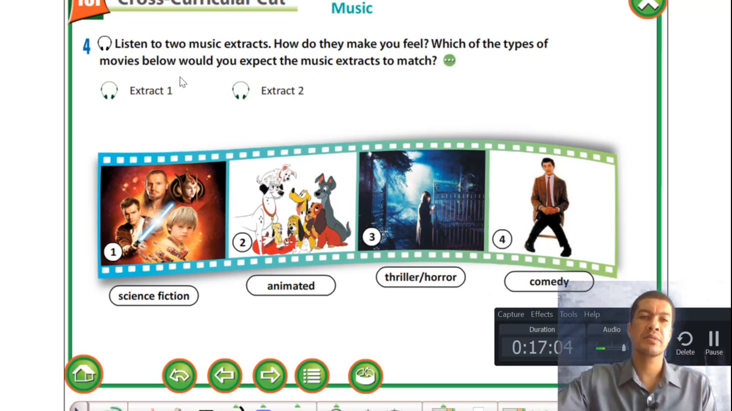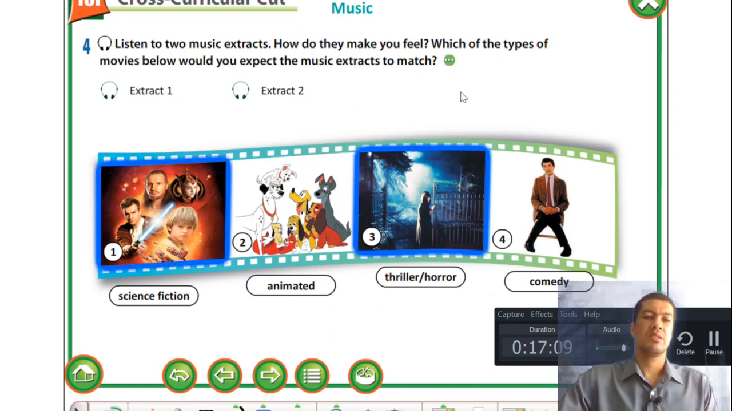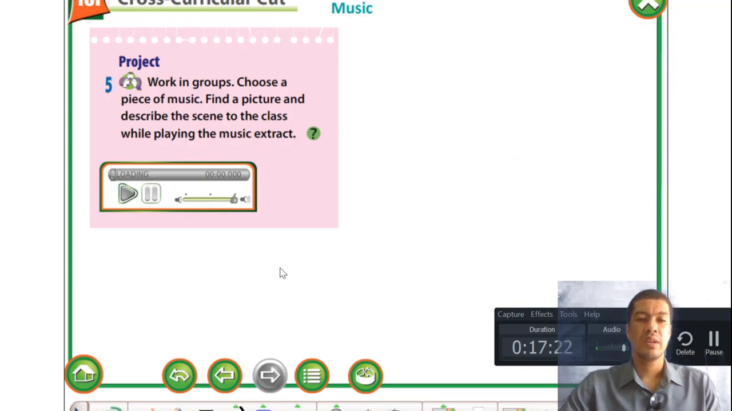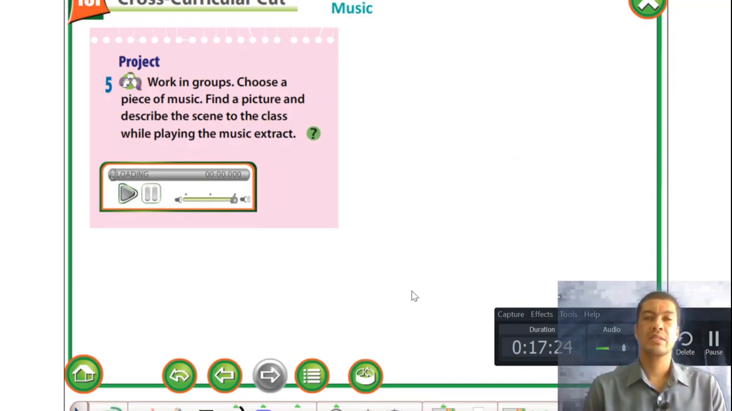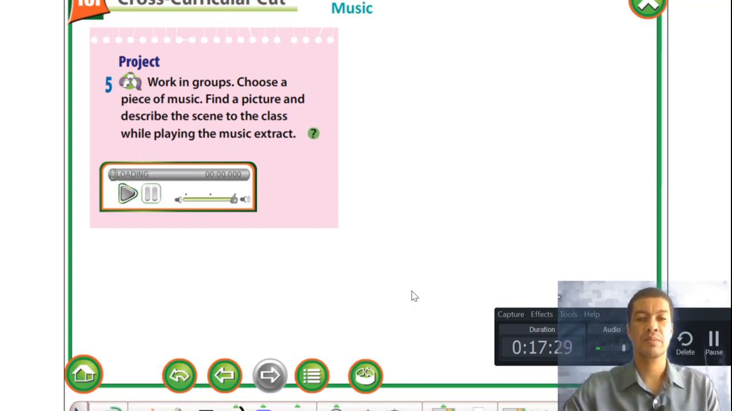So which of the types of movies below do you expect the musical extract to match? Right, so we have science fiction and thrillers. Do not worry if you did not get it right the first time. You can listen to it again and just reapply your knowledge as well. Alright, and that's the end of our student book, and we can go on to our workbook, and then we can take it a little bit further. Right, so open your workbook and we go to unit 10F.